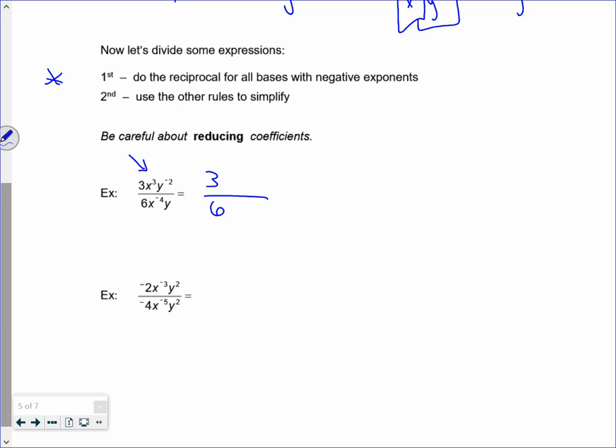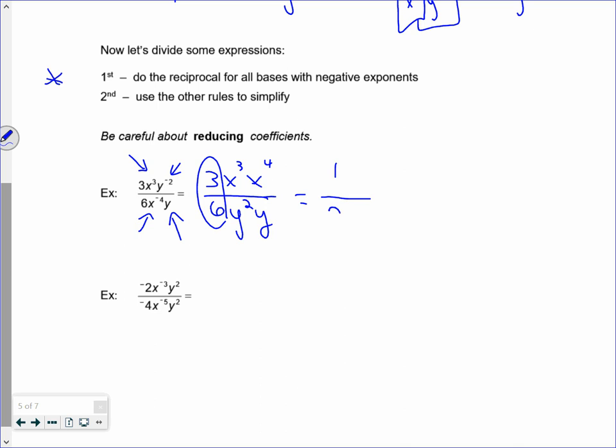X to the 3rd. No reciprocal. Y to the -2. Reciprocal. X to the -4. Reciprocal. Y. No reciprocal. Make sure you see that we're only doing a reciprocal for the ones that have negative exponents, okay? This is a little more complicated than the ones we saw in the last quiz, but I don't think it's too bad. You still want to reduce your coefficient.